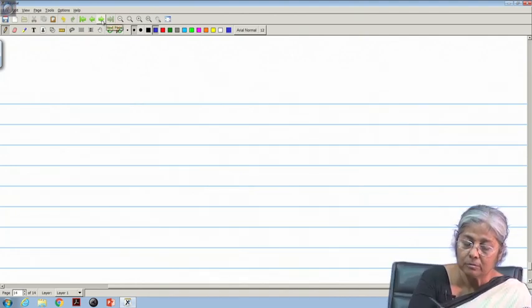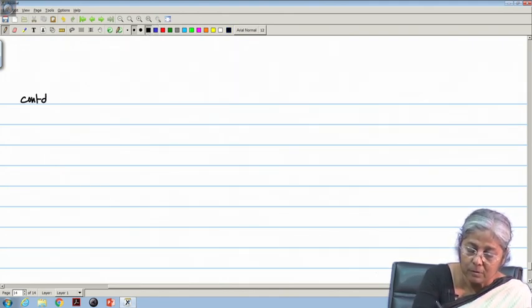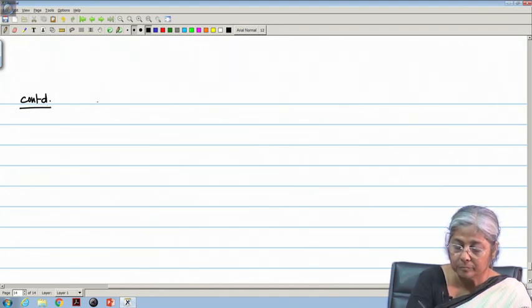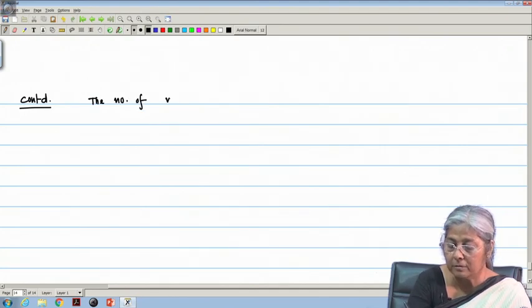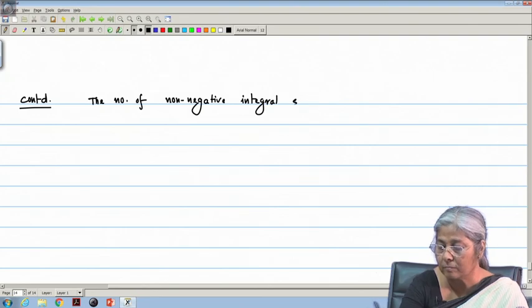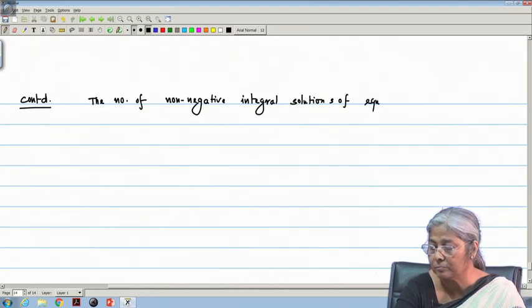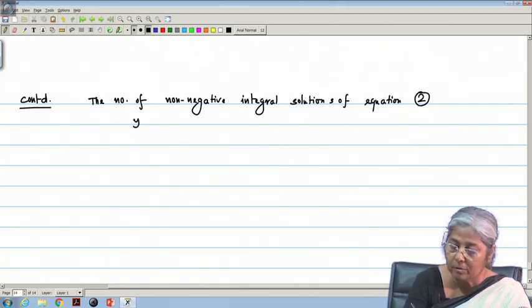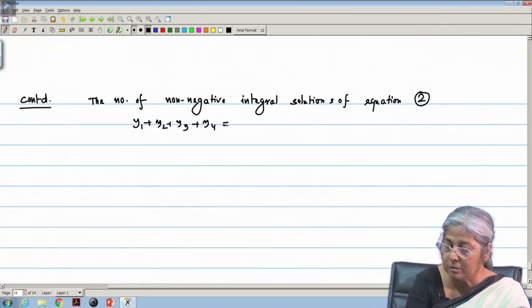So, if I continue, I have to find out the number of non-negative integral solutions of equation 2, that is y1 plus y2 plus y3 plus y4 equal to 6.